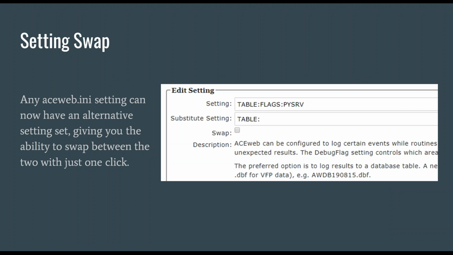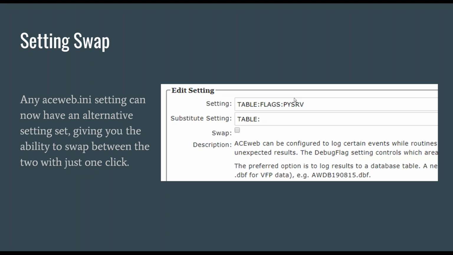All right, so here's the other feature that I was talking about in terms of making an easy access for swapping a setting. This is just basically giving you the option to have two values set for an INI setting and the ability to swap between those two values with the check of a box. So you basically go to that setting, check the swap box, and hit submit, and it toggles between whichever settings you have set there.